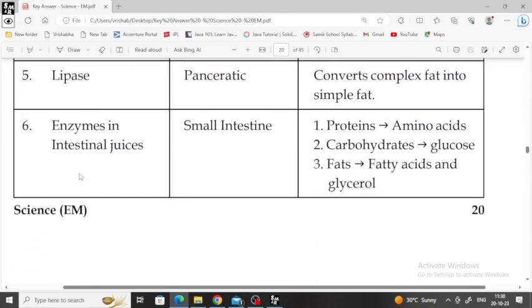Next, the enzymes in the intestinal juices of the small intestine: protein is converted into amino acids, carbohydrates are converted into glucose, and fats are converted into fatty acids and glycerol.